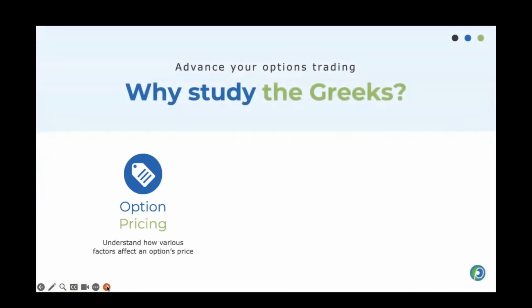So why would we study the Greeks? First of all is options pricing. I just gave you the quickest view of an options price, and we'll break it down a little more. But the purpose of the Greeks is it tells us the changes of that options premium. The options are a derivative, which means it's derived from an underlying security. And some of the Greeks are a derivative of a derivative, but we'll break it down, no worries.